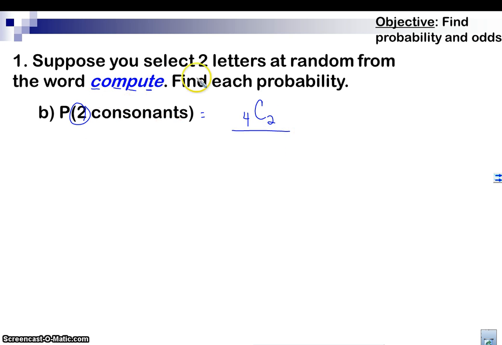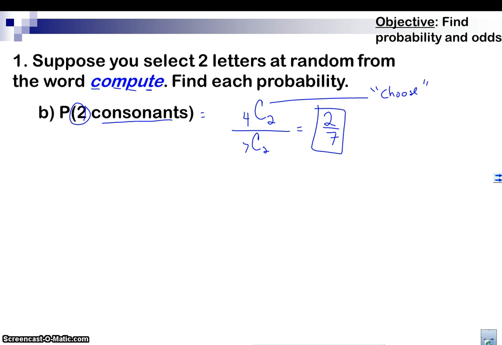Divided by, I have 7 letters, and I'm going to choose 2 of them. All right, so this is my probability, and that's going to give me 2/7. That's it. That's all you got to do. So you think about how many of my consonants I want to choose out of choose 4, choose 2. So think of this as choose.